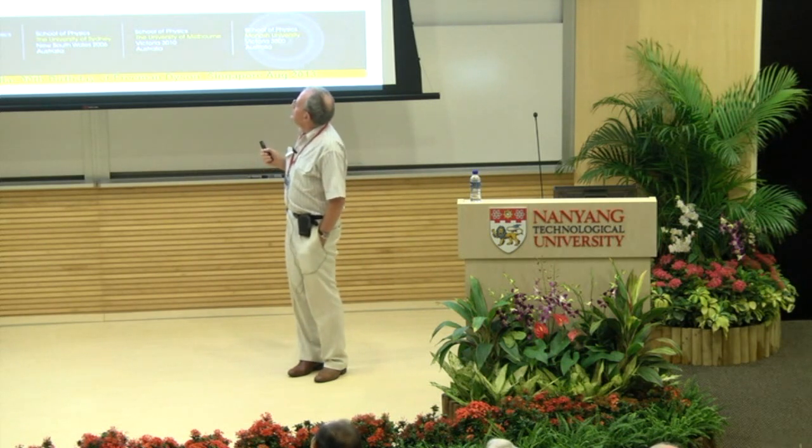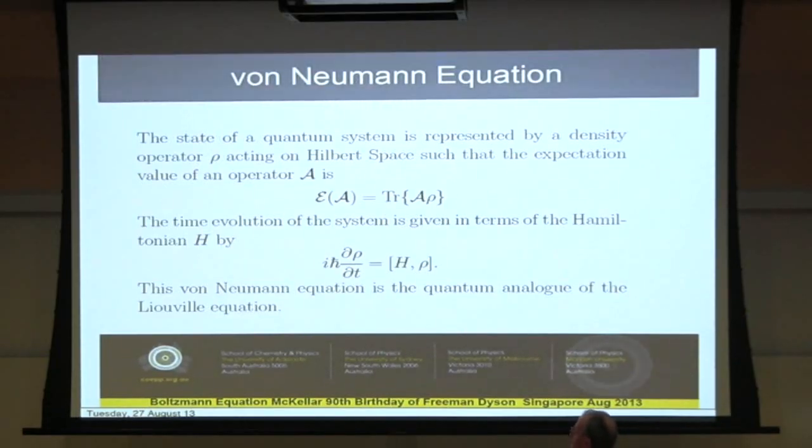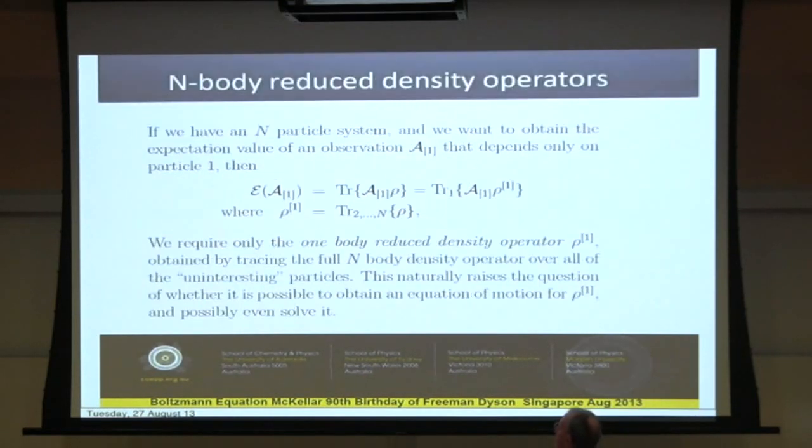So let me just remind you that with a quantum system, if we describe it in terms of density operators on Hilbert space, then the expectation value of any operator, you've seen this equation often in the last session, but the time evolution of the system is described by the von Neumann equation. It's derived simply from the Schrodinger equation. And if I have a one-particle operator, then, of course, I can take the trace over all the other particles first and get a one-particle density matrix.